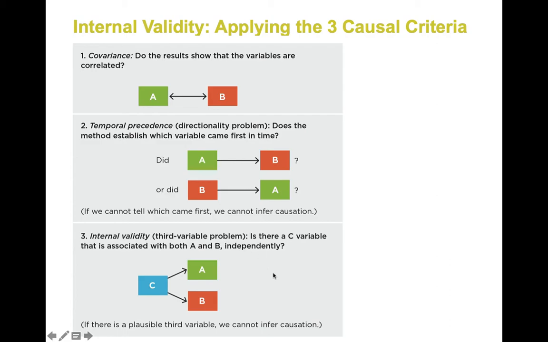Now, the third criterion is the internal validity question, and this is often known as the third variable problem. So we can say, is there a C variable that is associated with both A and B independently? And if there's a plausible third variable, we can't necessarily infer causation. So going back to our SAT and GPA example, there's likely several third variables that affect both SAT score as well as college GPA.